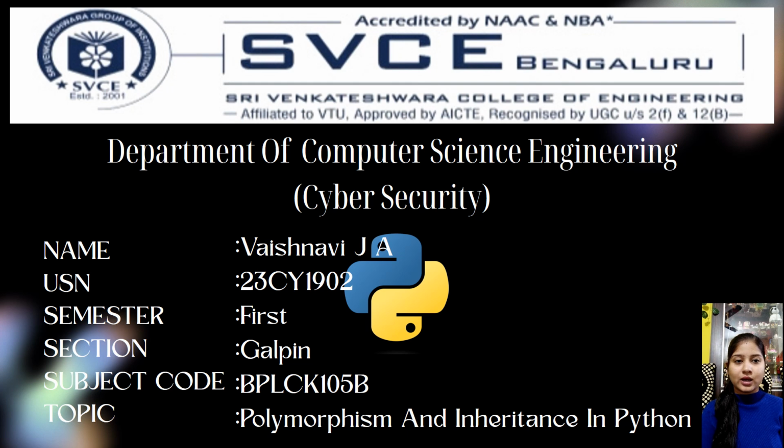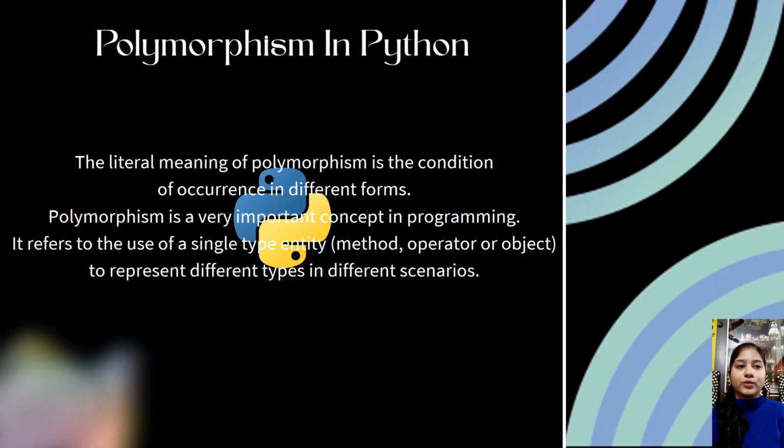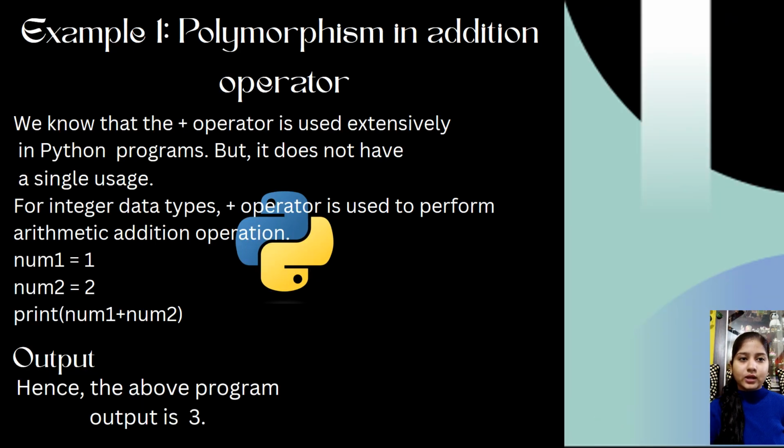Today, let's continue with the topic polymorphism and inheritance in Python. So, let's start with polymorphism in Python. The literal meaning of polymorphism is a condition of occurrence in different forms. Polymorphism is a very important concept in programming. It refers to the use of a single type entity, method, operator, or object to represent different types in different scenarios. Let's take an example, that is polymorphism in addition operator.